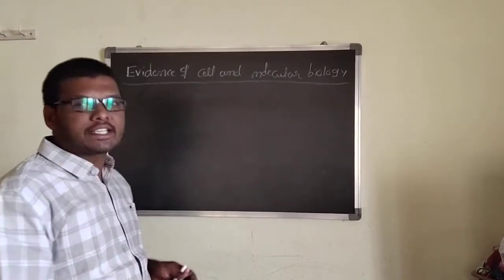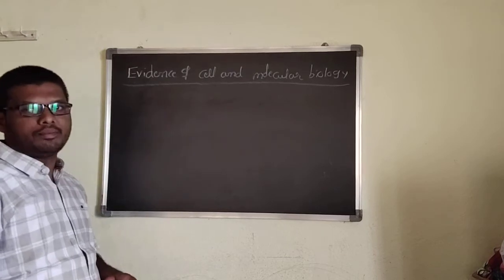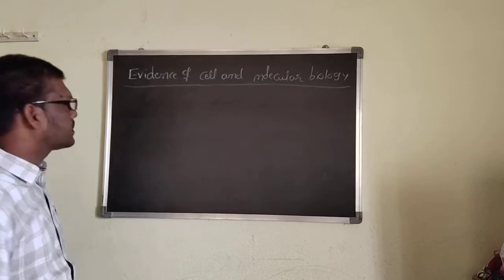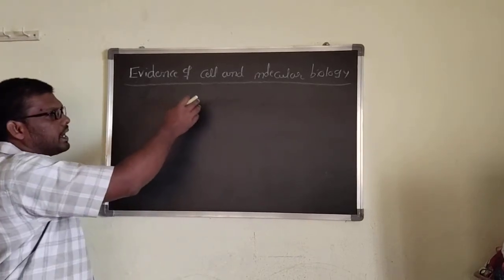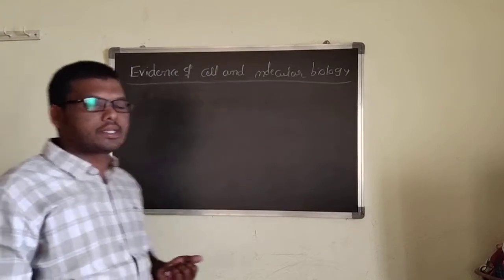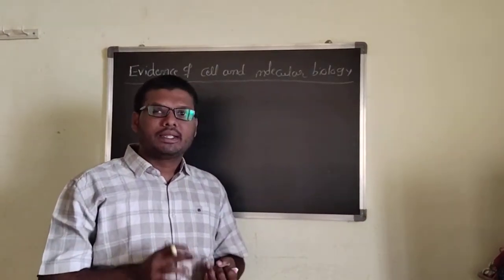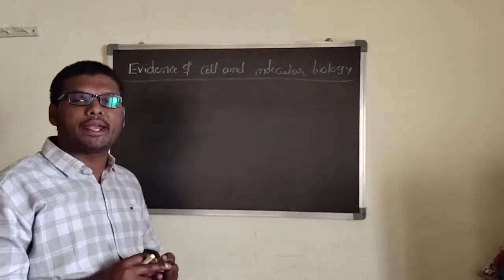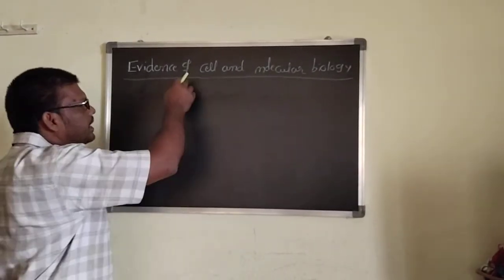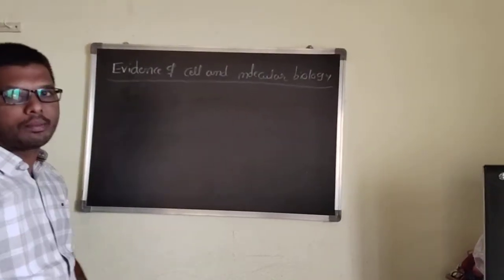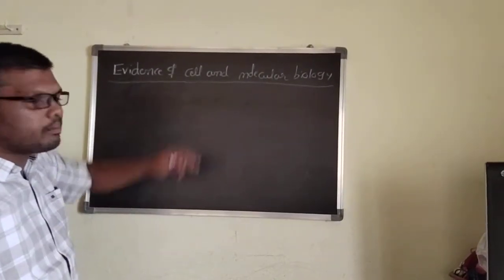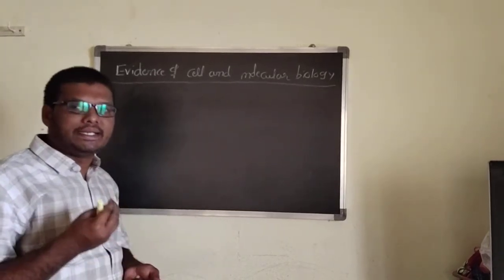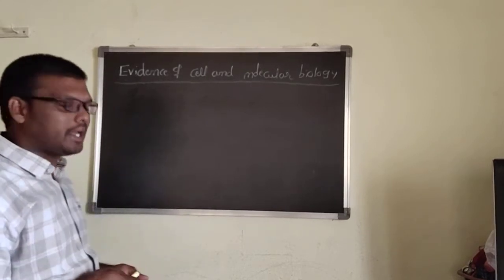Last class we discussed comparative anatomy, that is, homologous organs and analogous organs. Today we will discuss evidence from cell and molecular biology. First is the evidence of paleontology, the second is the evidence of embryology, the third is the evidence of comparative anatomy, and the fourth is the evidence of cell and molecular biology. The evidence of cell and molecular biology provides the most convenient and detailed support for biological evolution.